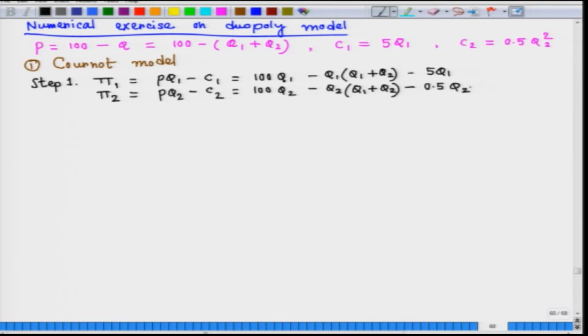So, I hope that you can see the interdependence between these two duopolist profit levels, because note in profit function 1 Q2 is present and in profit function 2 Q1 is present, right. Okay. So, now what would be my second step?